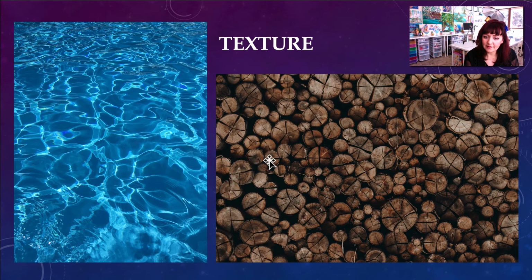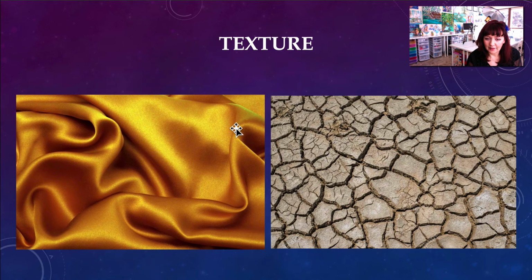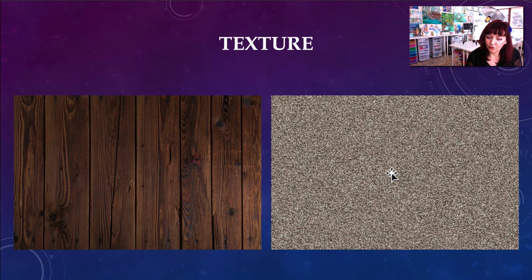Looking at the next slide, we have two different textures. Here there's water, very soft and smooth, and on this other side we have some wood. We also have satin and shiny and silky versus dry and cracked. Now again, similar to lines, the texture can carry out certain feelings for the observer.